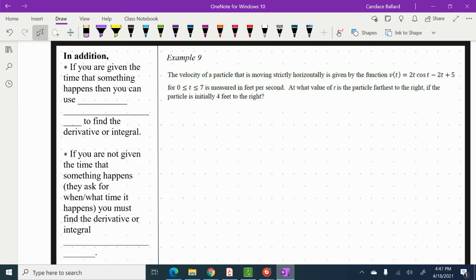Continuing topic 8.2, we're looking at example 9. But before we do that, we're going to look off to that left-hand column and look at this in addition part. We really could have used this on the last example. If you're given the time that something happens, then you can use either shift plus for the integral or shift minus for the derivative, to find the derivative or the integral.